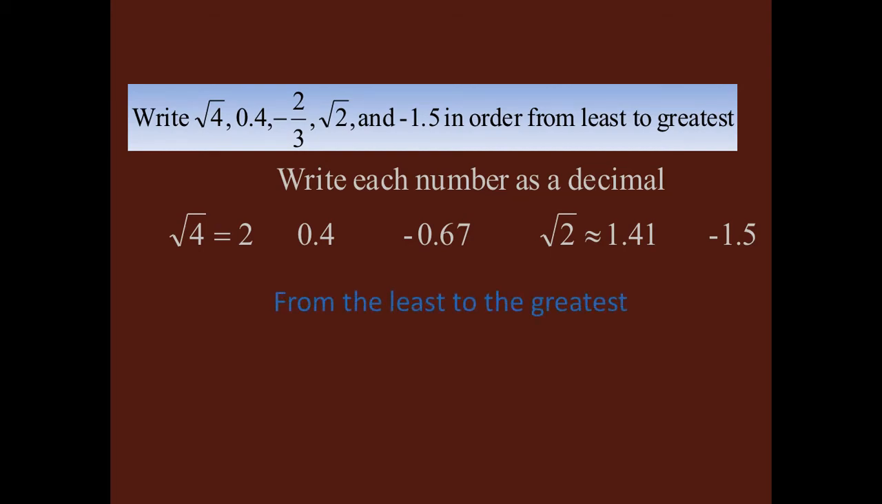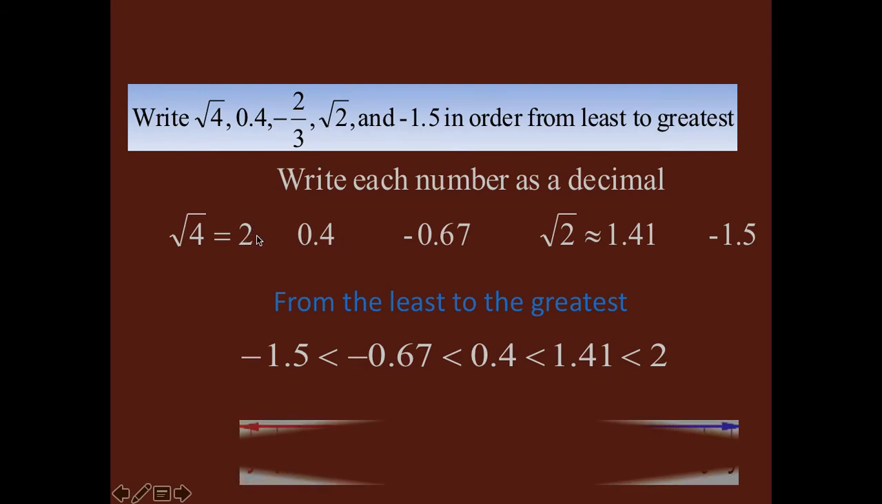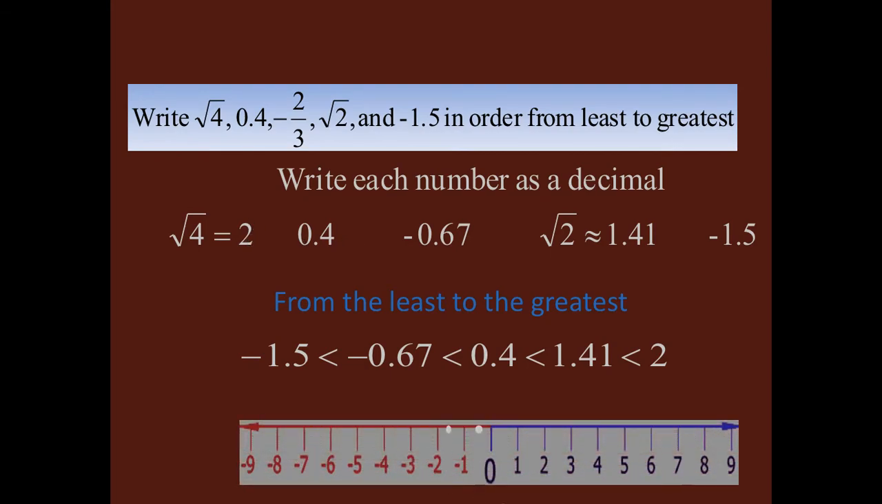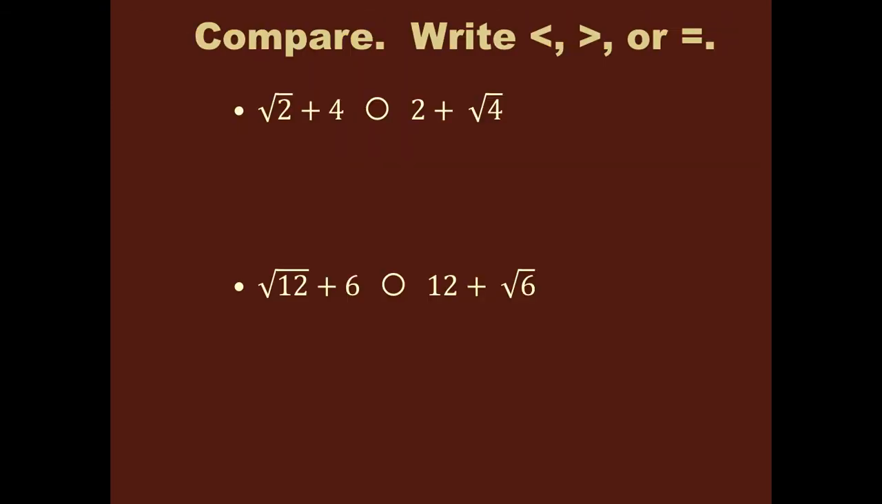Now arrange them on the number line. Negative numbers are the smallest. So first negative 1.5, then negative 0.67, then 0.4, then 1.41, and then 2. And then we are going to arrange them on the number line.